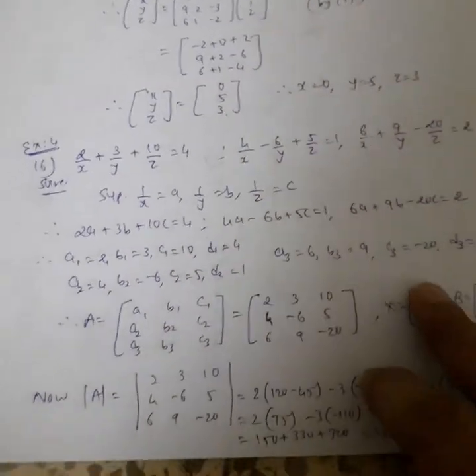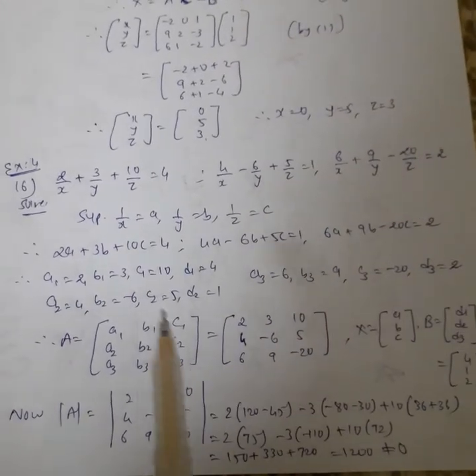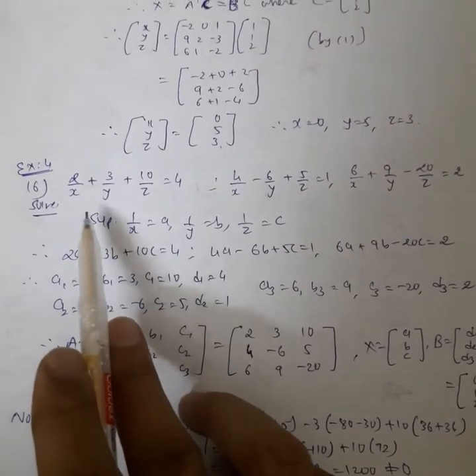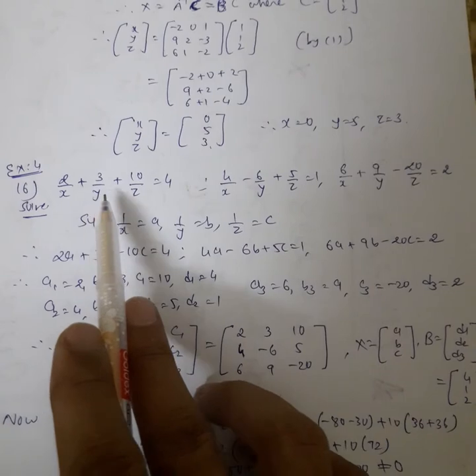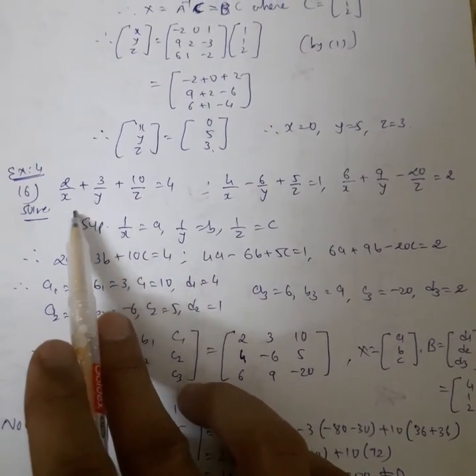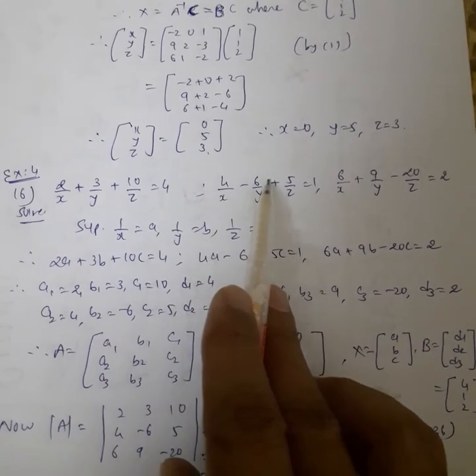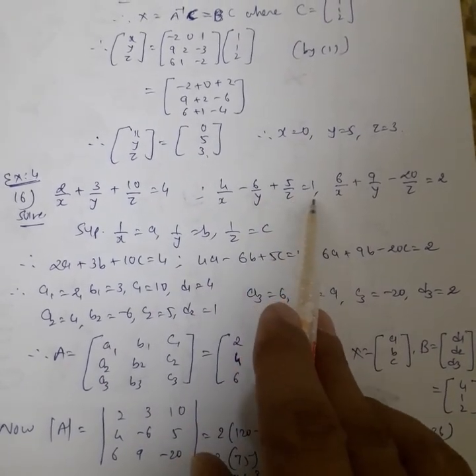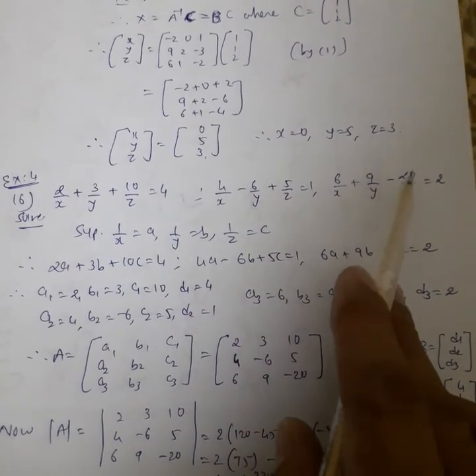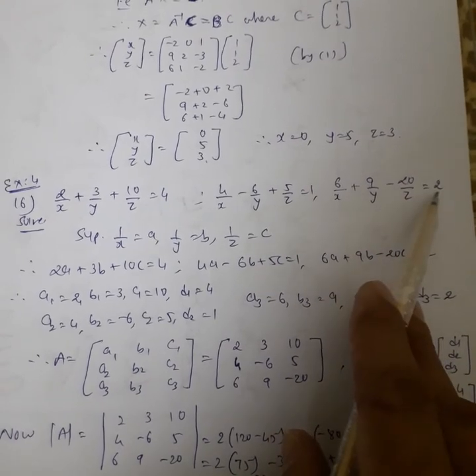Now we discuss the question of exercise 4. Question number 16 is remaining. Here linear equations are given in the reciprocal form: 2 by x plus 3 by y plus 10 by z is 4, then 4 by x minus 6 by y plus 5 by z is 1, and 6 by x plus 9 by y minus 20 by z equals 2.